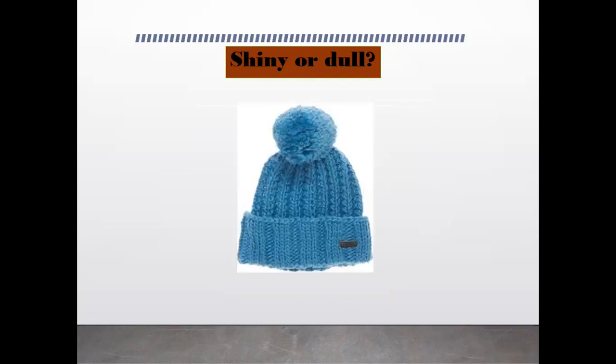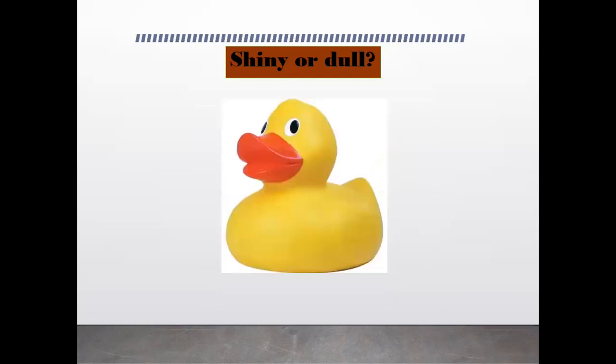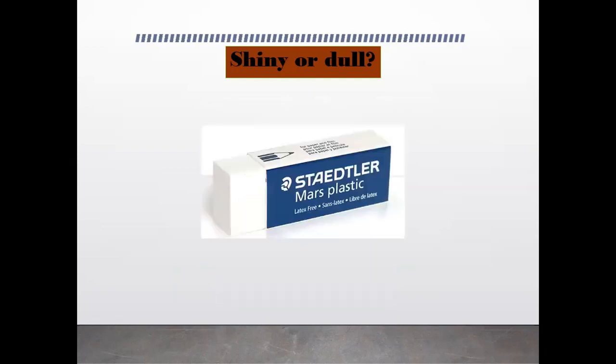This, yes, it will be dull. Yes, thank you. What about this kettle? We saw it before. It will be shiny. Yes, this plastic toy. Can you see any light? It will be a very little light. As we said, less light, so it will be dull. Yes, eraser. Dull, of course.